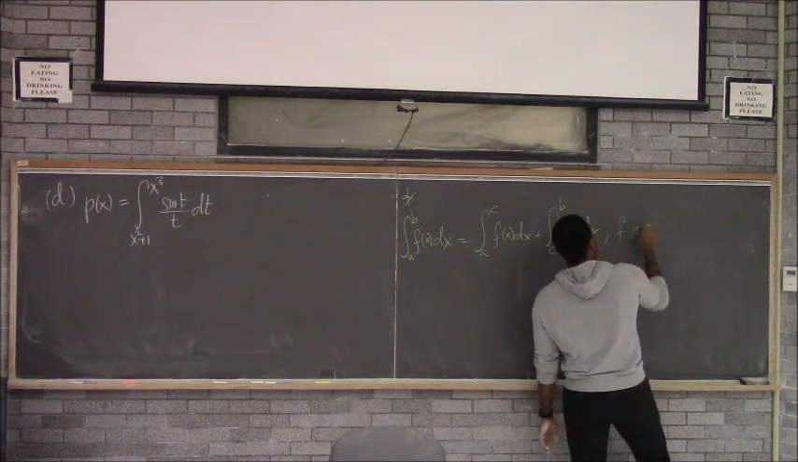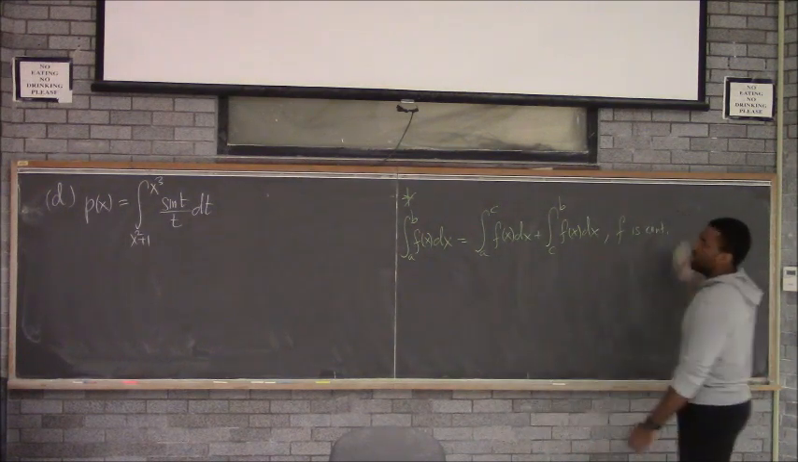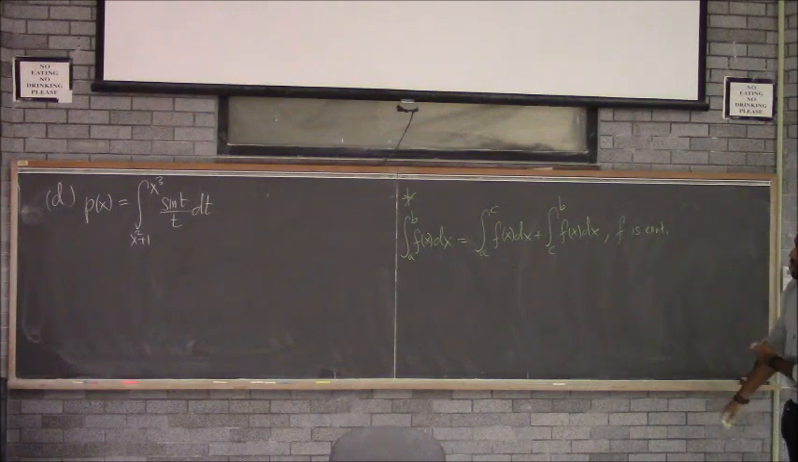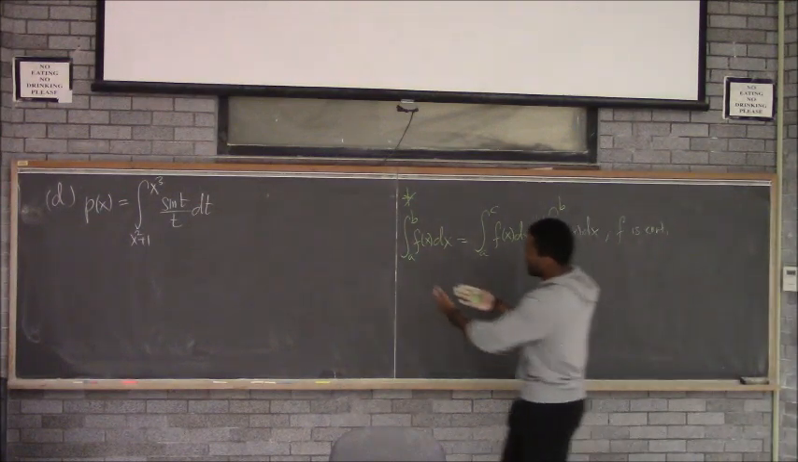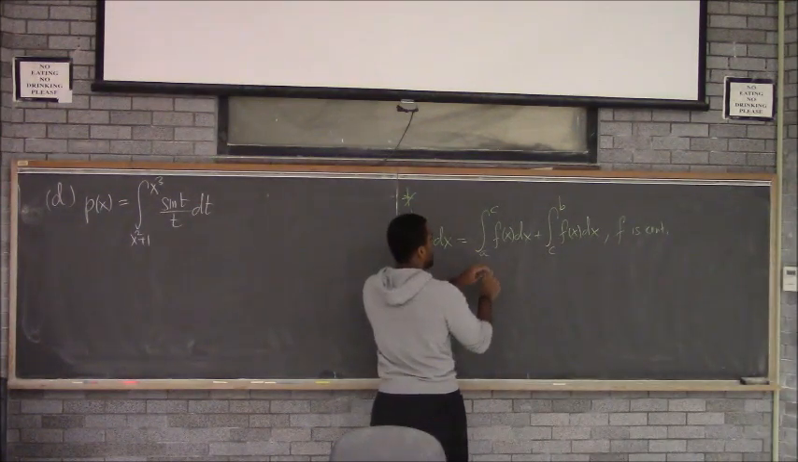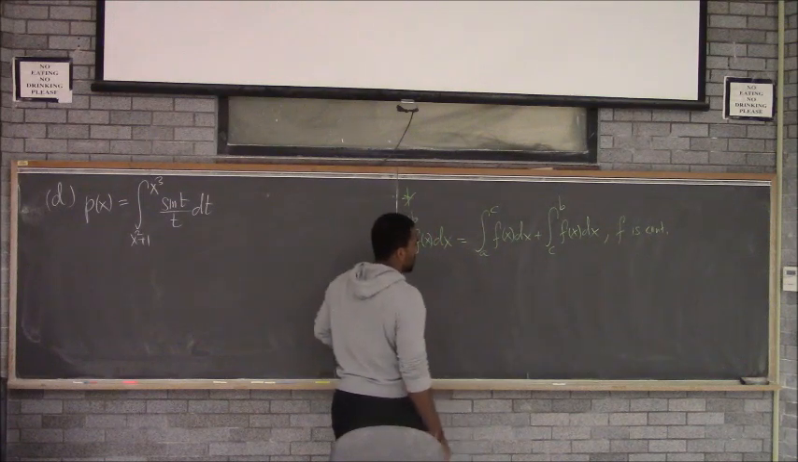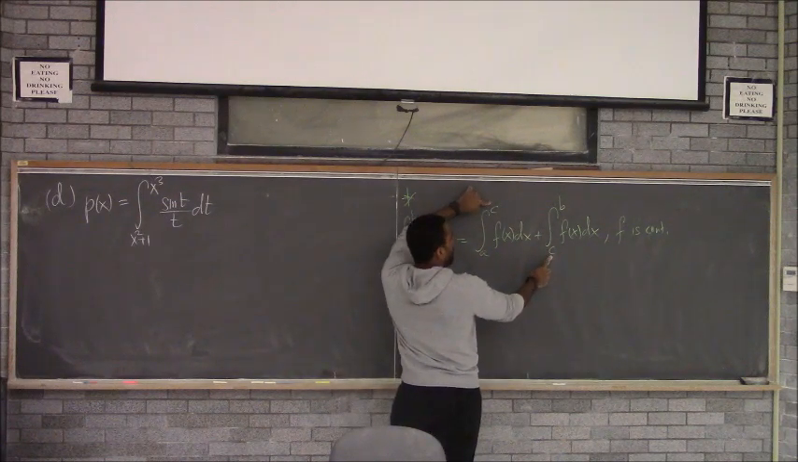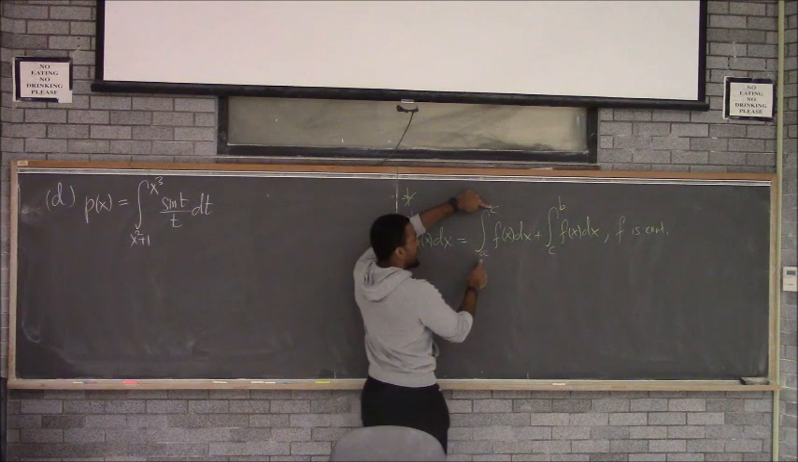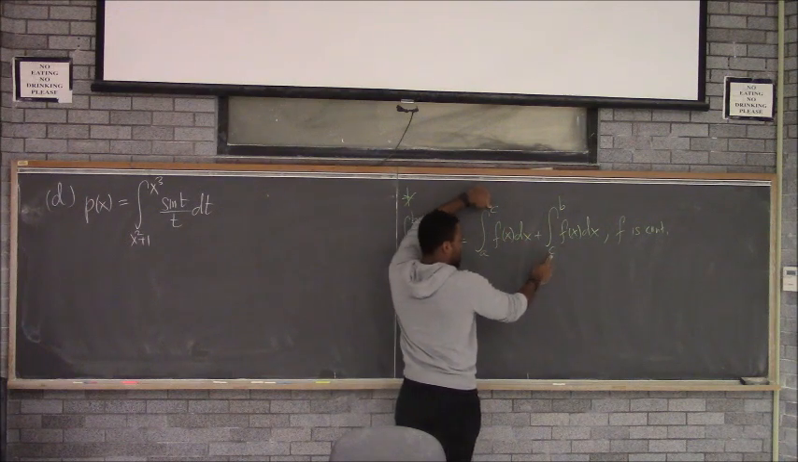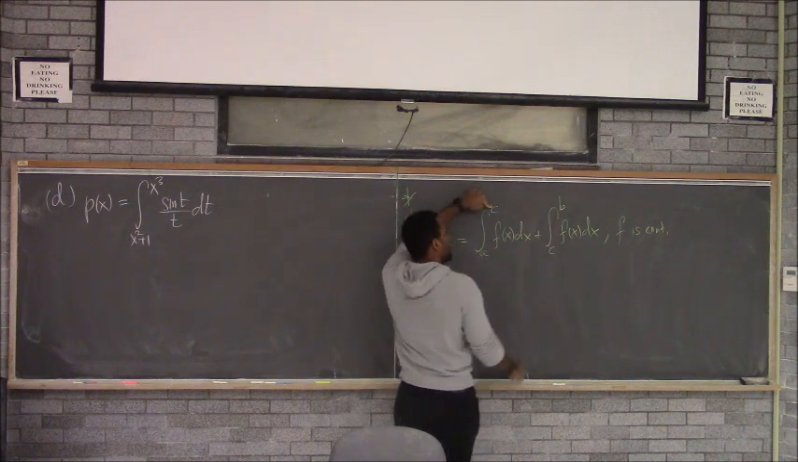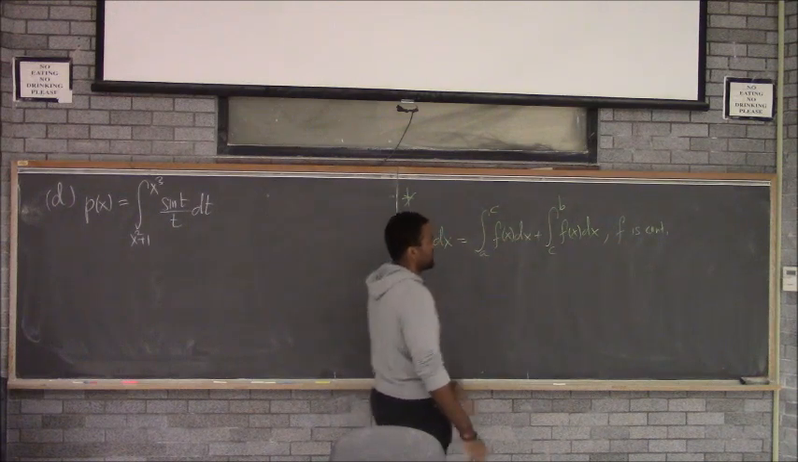So f is continuous, and so on. Right? So I can take an integral from A to B, and I can split it into two integrals where I put someone else, start at A, go up to C, then go from C to B. It's the same as going from A directly to B.